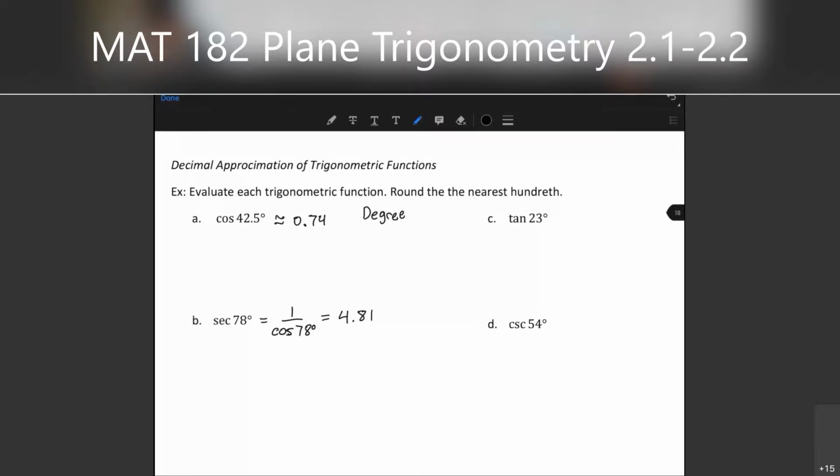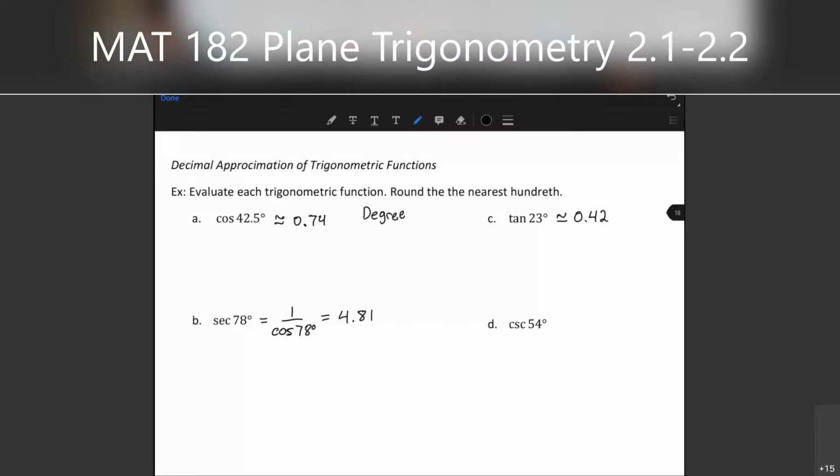How about going up to part C? We have the tangent of 23 degrees. Again, we have a tangent button, so we don't have to really convert that at all. We're in degree mode here, tangent of 23 degrees. What would we find in our calculator? There you go. Yep. You guys are all on the mark there, Annabelle and Anya. Joel, you got it. So 0.42, approximately.